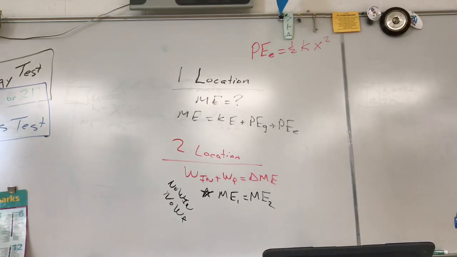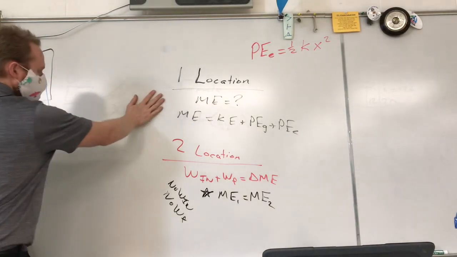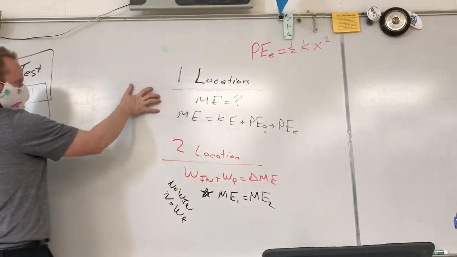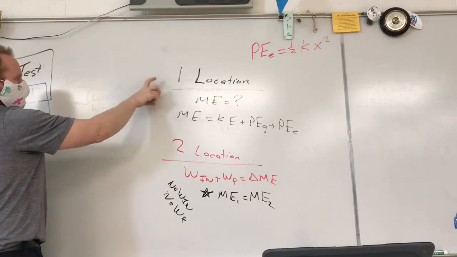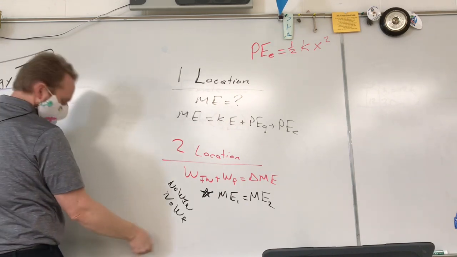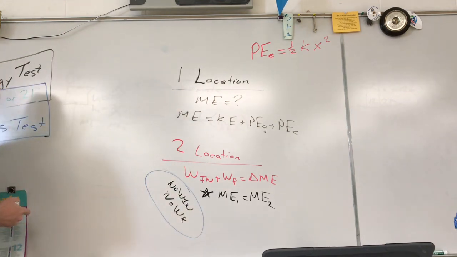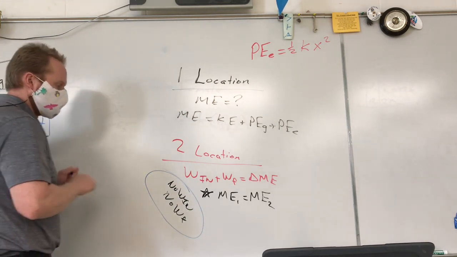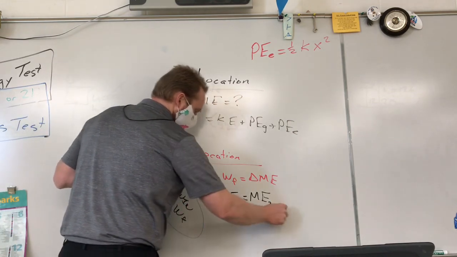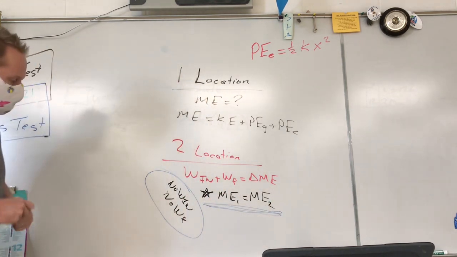These are the problem types. These are the two types of problems that we will be testing on next week. They're either going to be one location or two location, and we are very conveniently, because of time constraints, going to have them all where there is no work in or no work done by friction. So they are going to be ME1 equals ME2 problems.